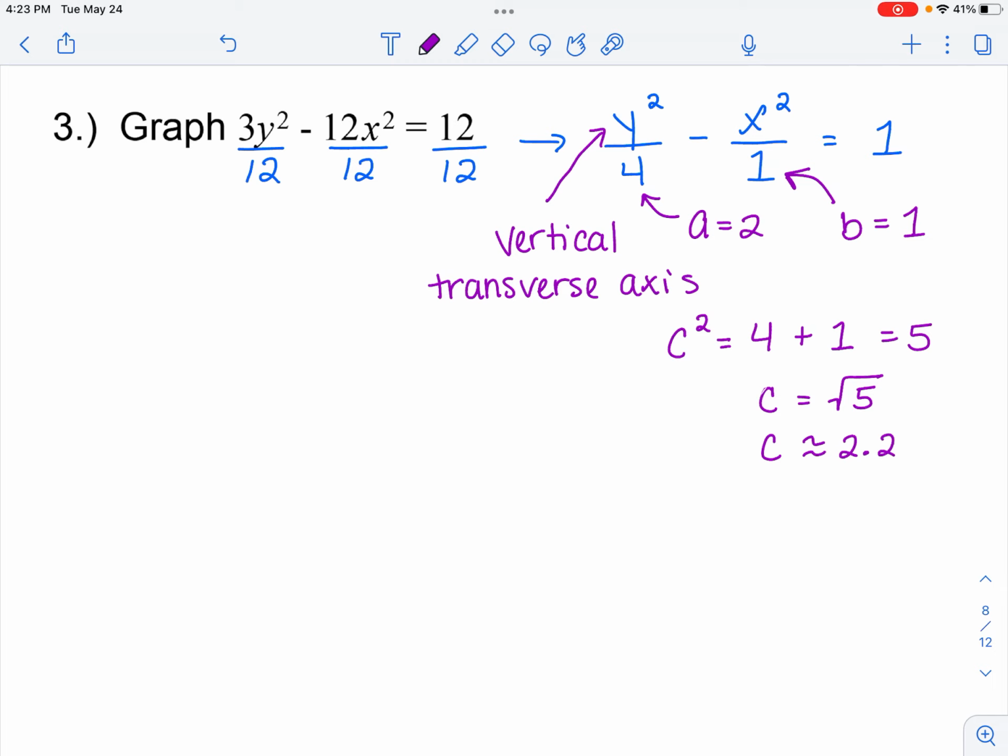Now, I'm not going to write out what the slopes are. We're going to come back to that in a minute. Let's start making our graph. All right, this is again going to be centered at the origin because there are no horizontal or vertical shifts involved.